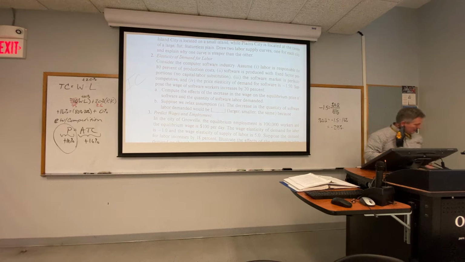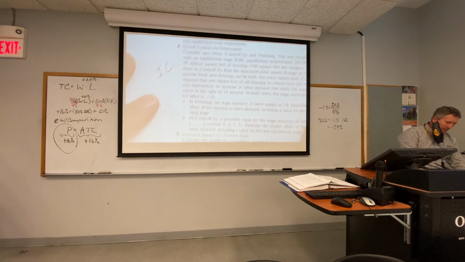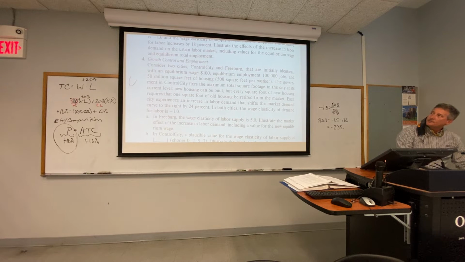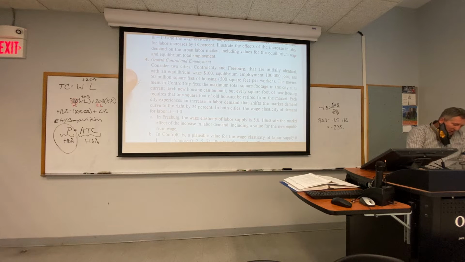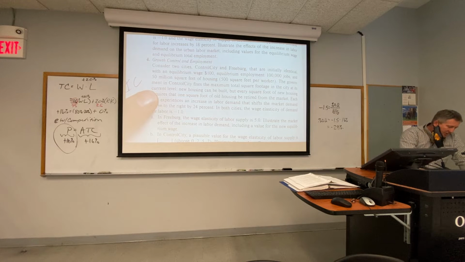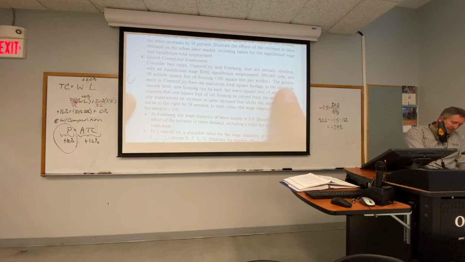All right. Let's see. Let's do this one. Number 4. We've got two cities, Control City and Freiburg, that are initially identical with an equilibrium wage of $100, equilibrium employment of 100,000 jobs, and 50 million square feet of housing, 500 square feet per worker.